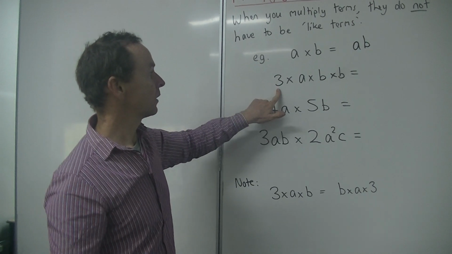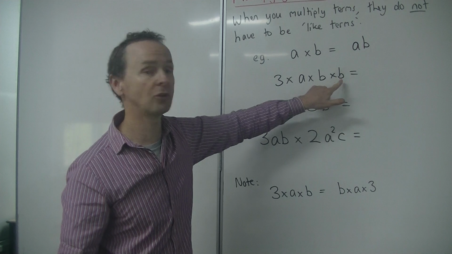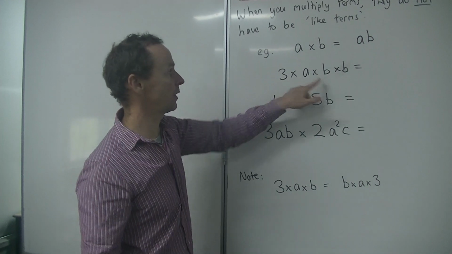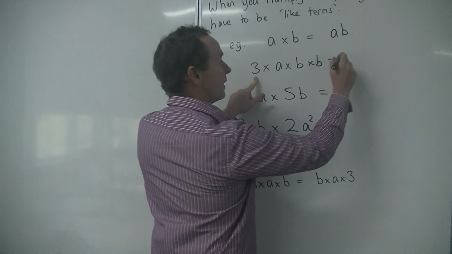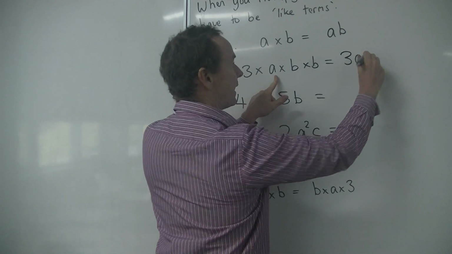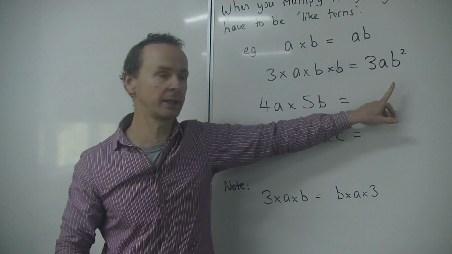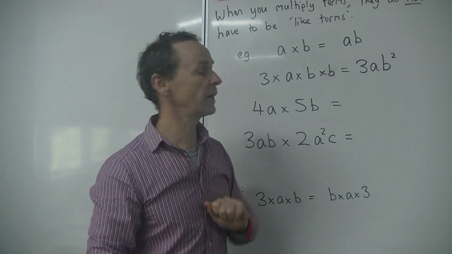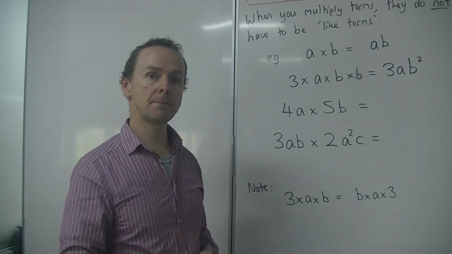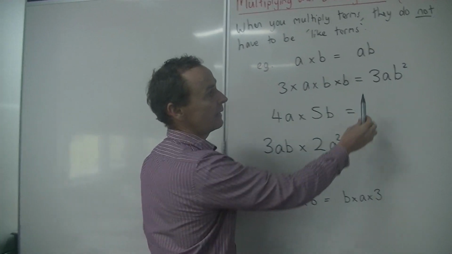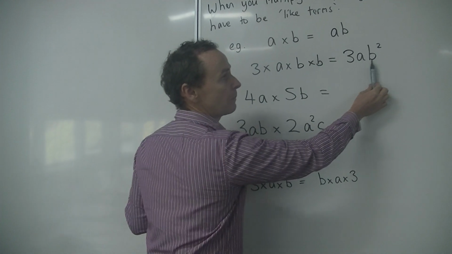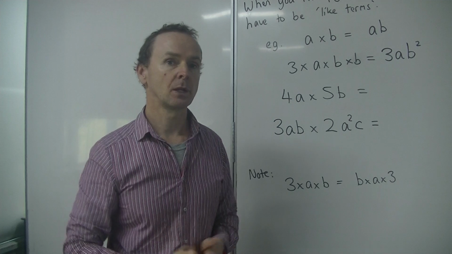Next one, 3 times A times B times B. They're times, by the way. So the answer here is just 3A, and B times B is B squared. Don't write BB, that looks silly. So it's 3AB squared. Generally speaking, in mathematics, the convention is we put the number at the front and then we put them in alphabetical order. Try that if you can.